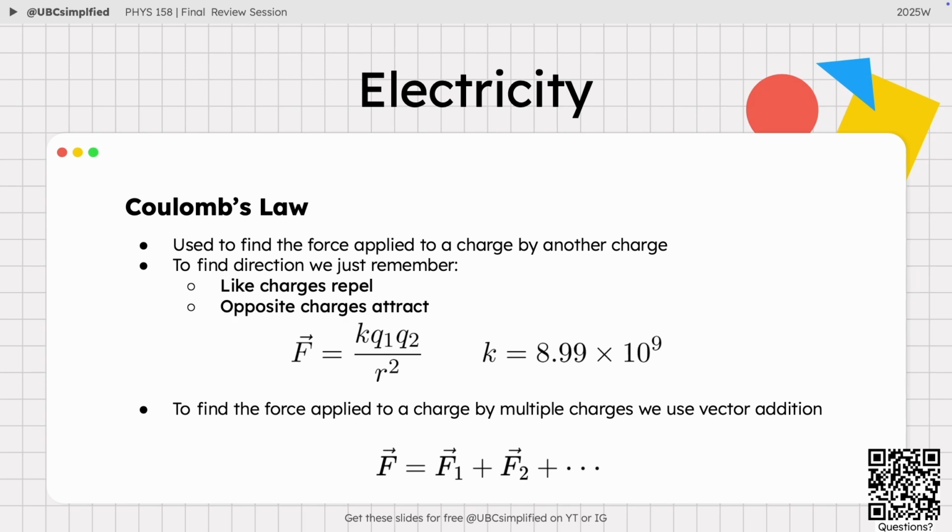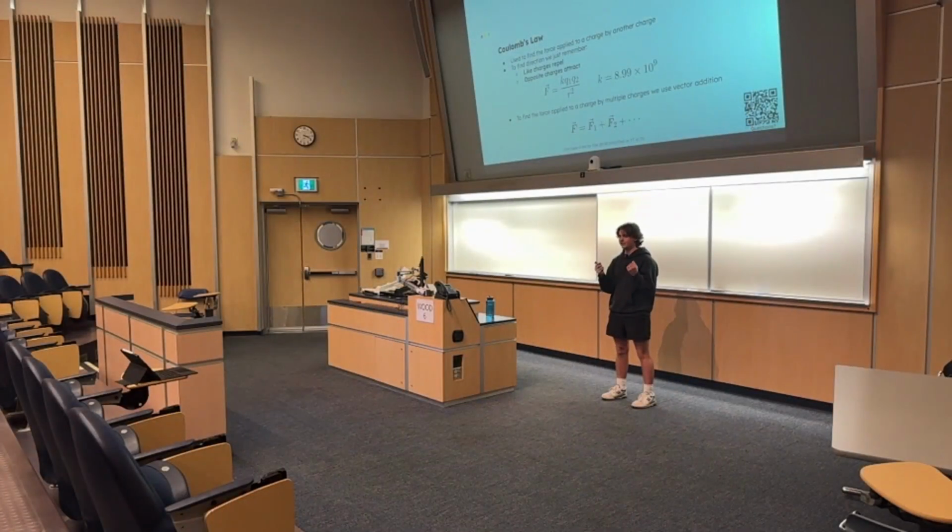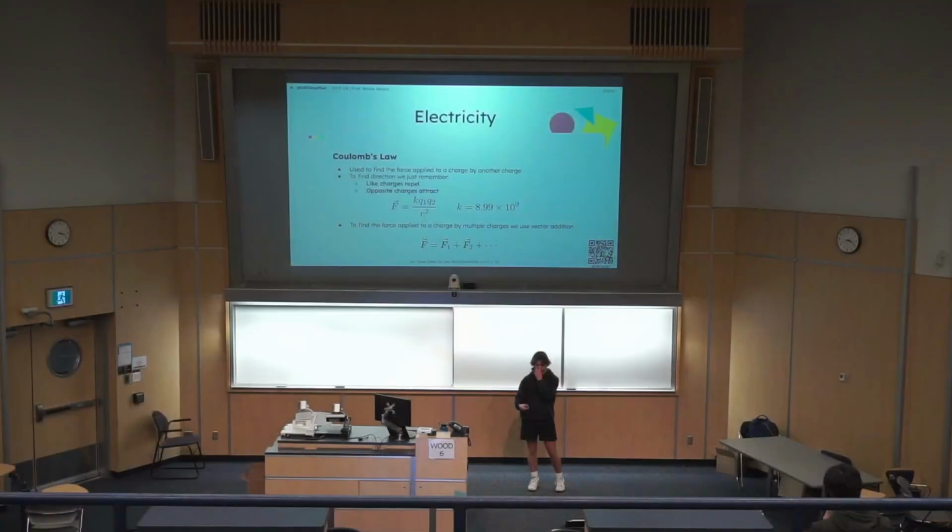And then don't forget the sign on the charges matters. So like charges repel and opposite charges attract, and you kind of have to just look at where the charges are to decide which way the forces will go. Also, don't forget that the force is applied to both charges. It's not just one charge applying a force to the other charge, because of Newton's third law. Every force has a reaction, right? So the charges both apply forces on each other.